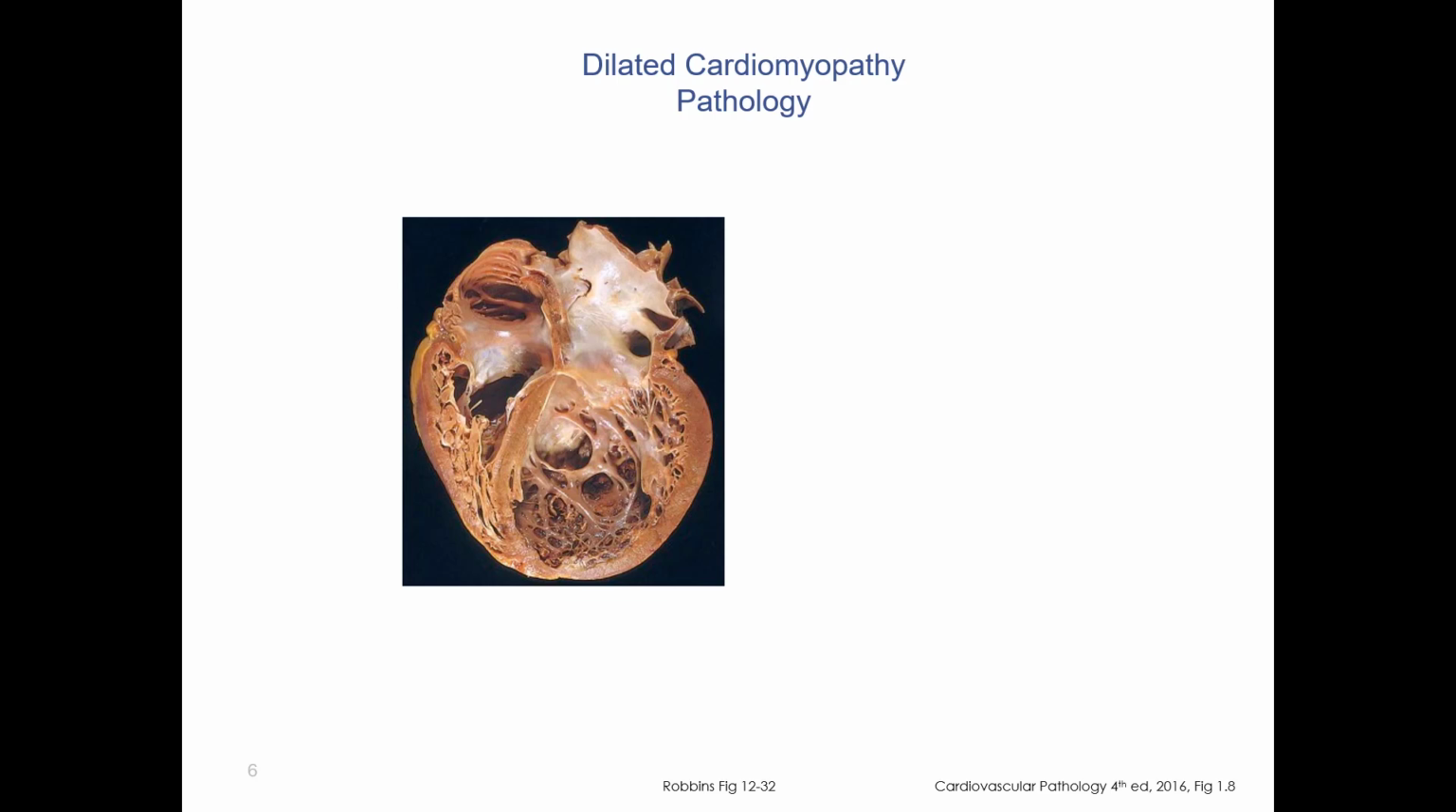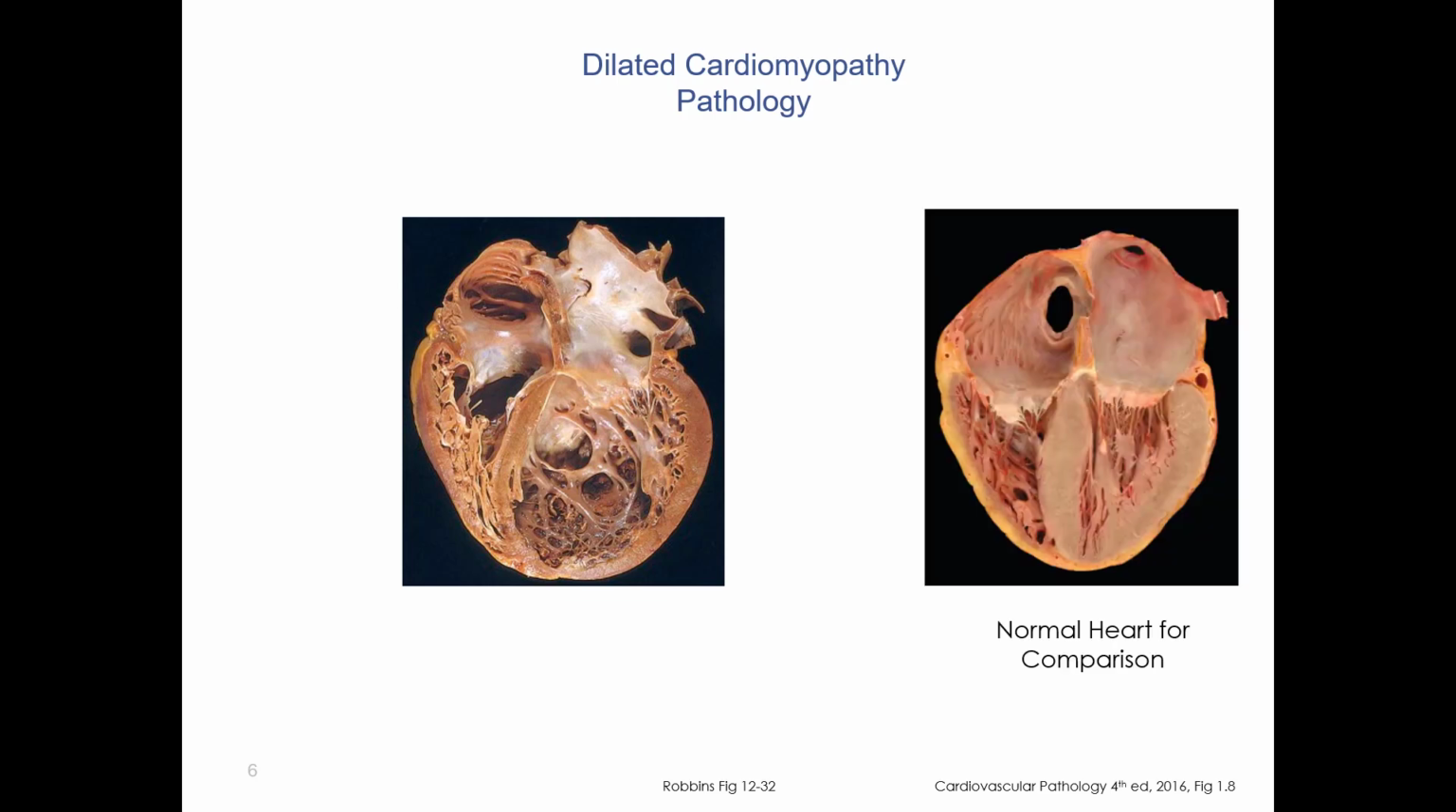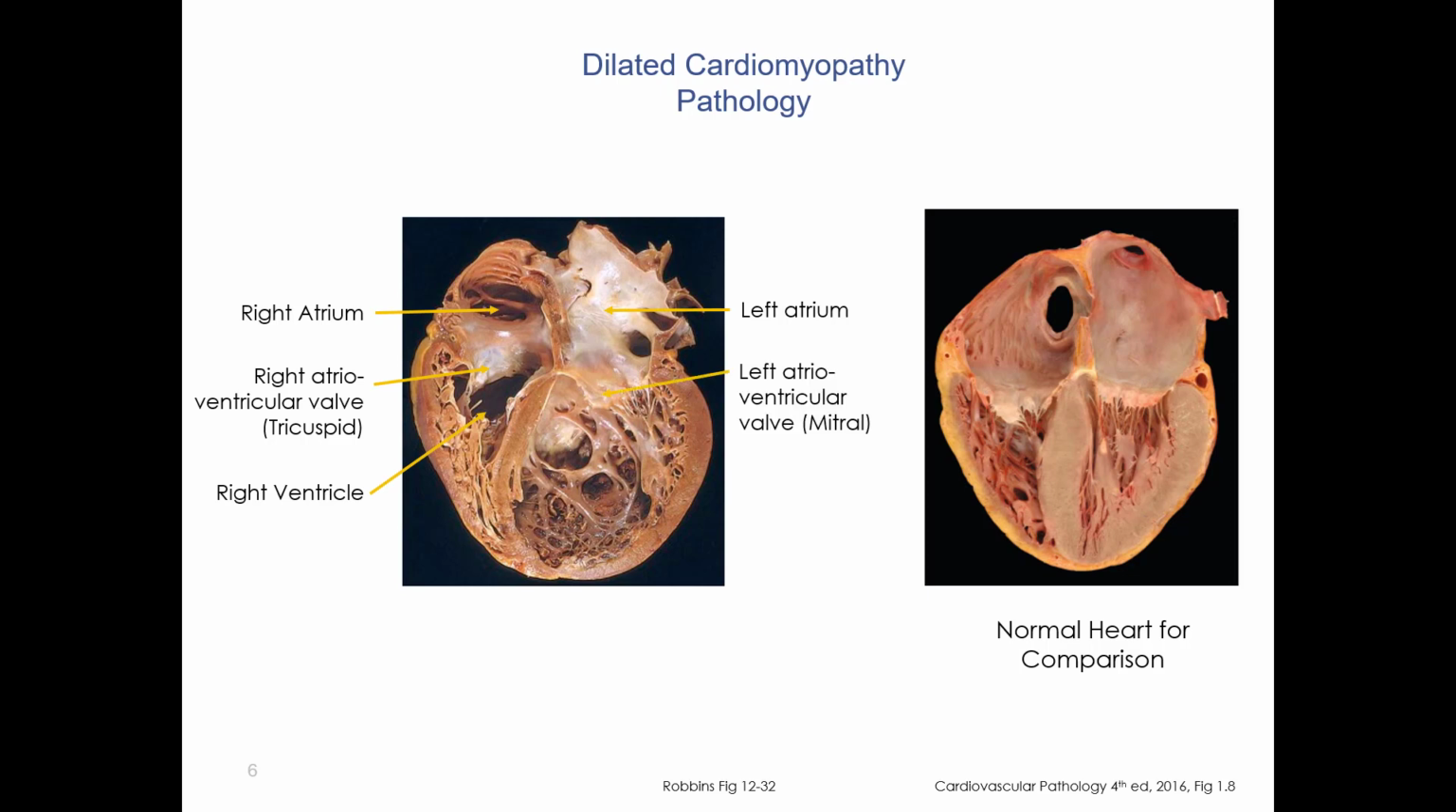Here is our heart with dilated cardiomyopathy. Here is a normal heart for comparison. First, let's look at normal structures to orient ourselves. This is the right atrium. This is the right atrioventricular valve. This is the right ventricle. This is the left atrium. This is the left atrioventricular valve. And this is the left ventricle.